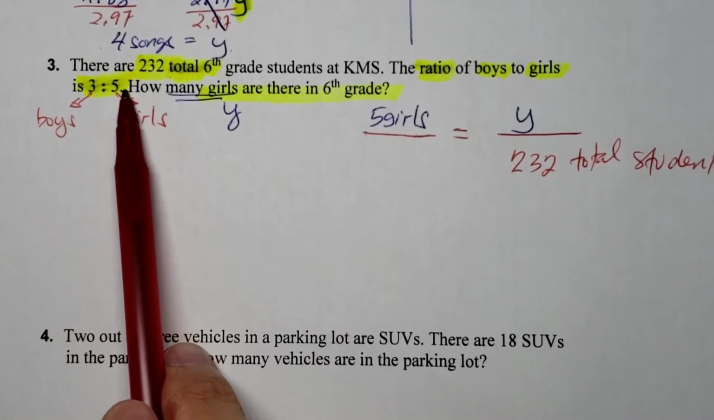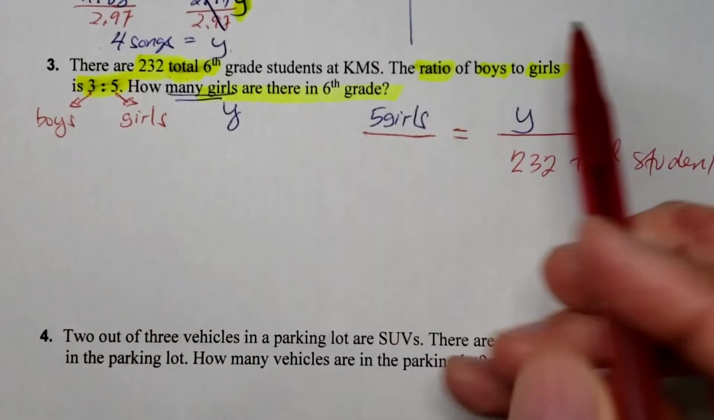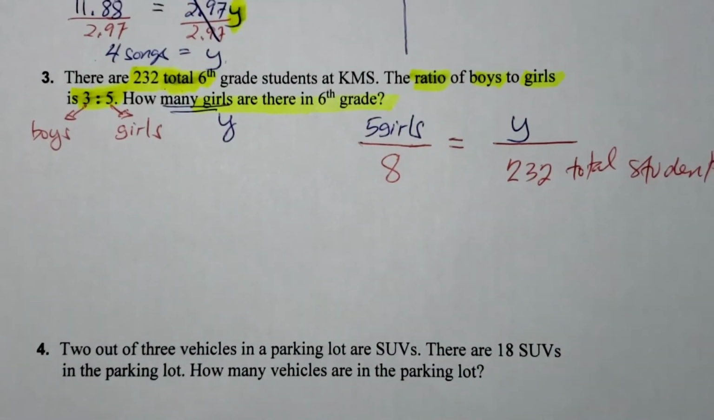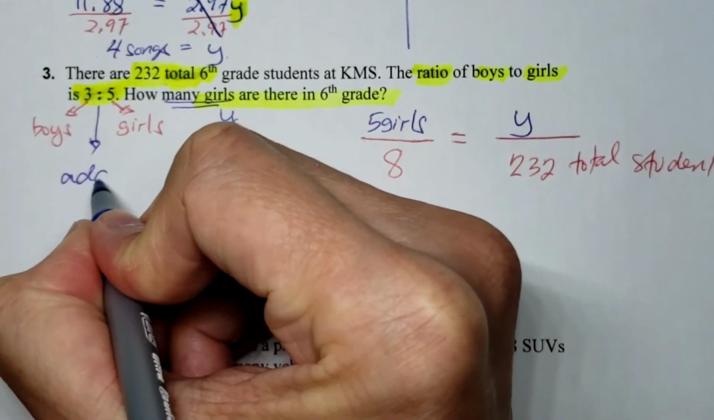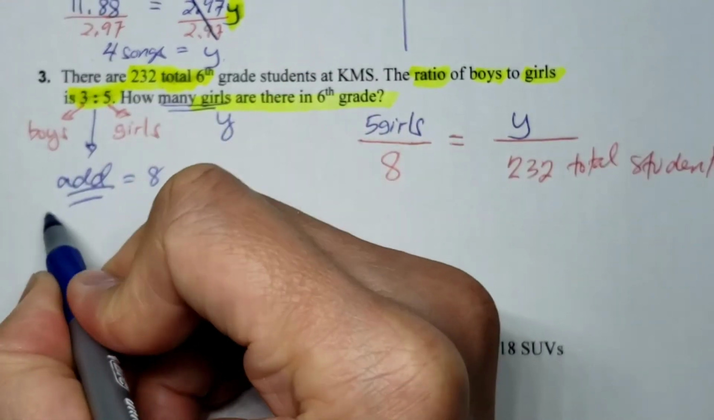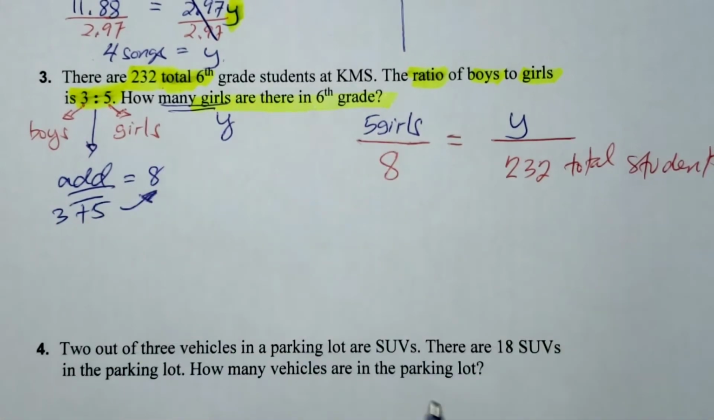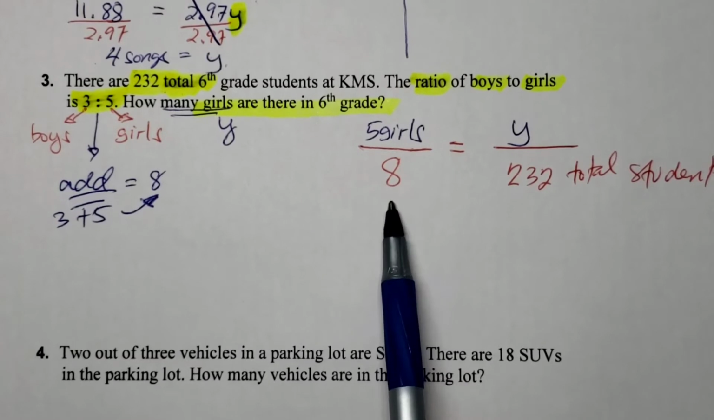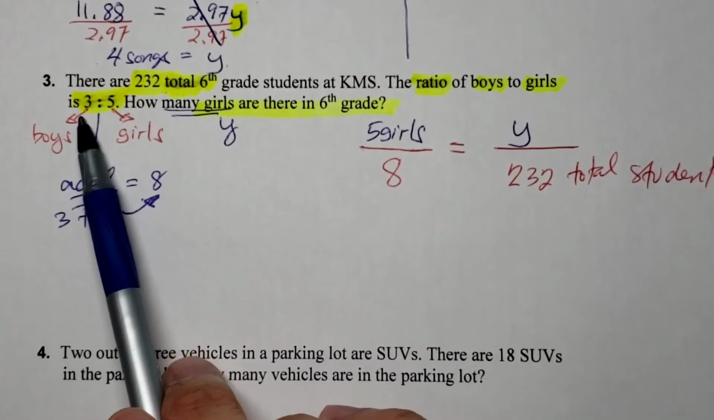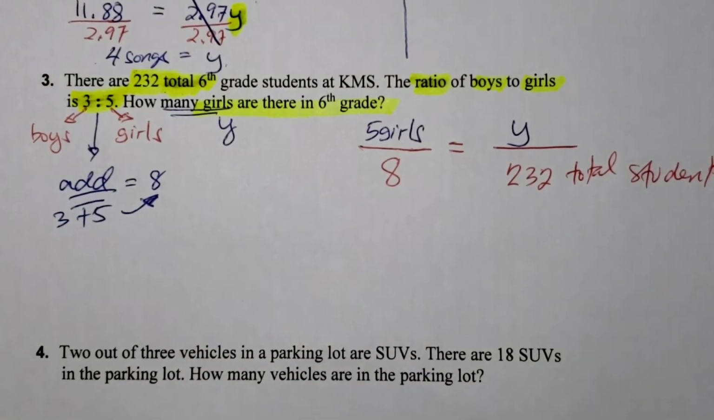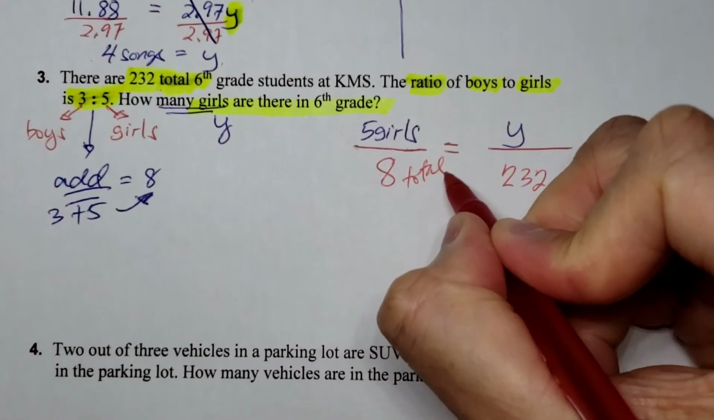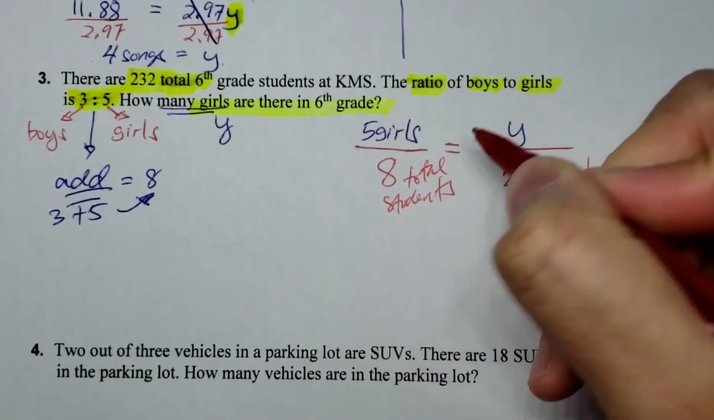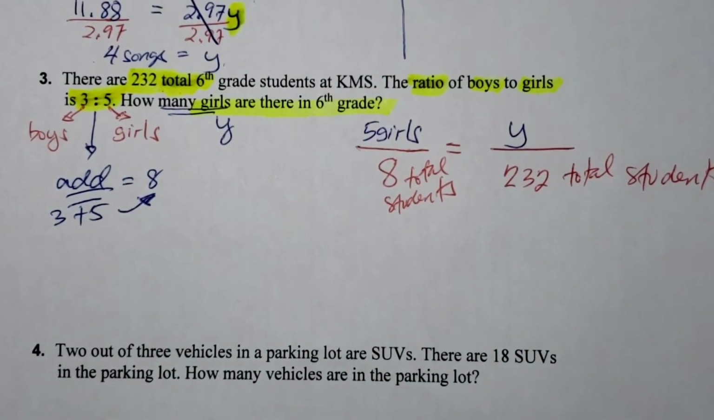That means the ratio of girls to total students would be 5 to how many total would that be? 8. That means for 8. So if you add this, that should give you 8. 3 plus 5 will give you 8. So that means for every 8 students, there are 5 girls. For every 8 students, there are 3 boys. So don't get confused. Now let's do our cross product, okay? Oh, this will be 8 total students. Okay? Now, let's do a cross product.